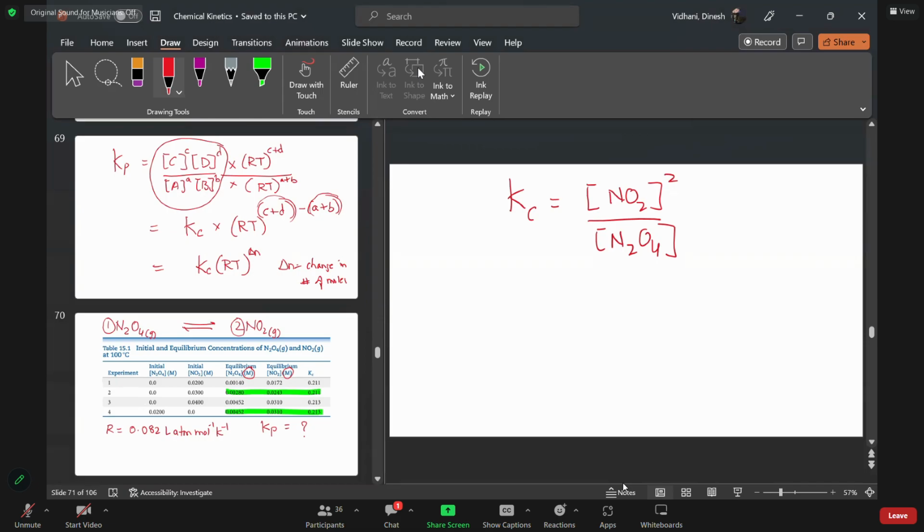Professor, what would be the units for KC? KC, what do you think should be? In this case, what do you think should be the units? See, your NO2 in this case is expressed in molar concentration, but then you have two NO2s. So molar squared divided by N2O4, which is in molar. What do you think should be the units? Just molar. Absolutely. Very good.